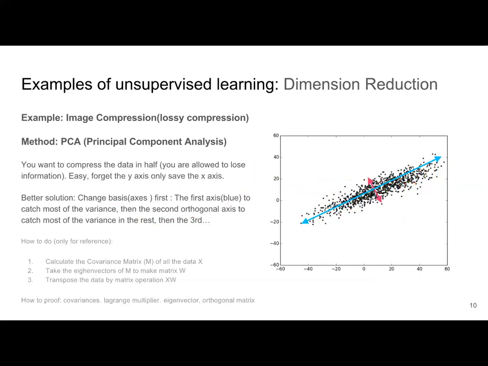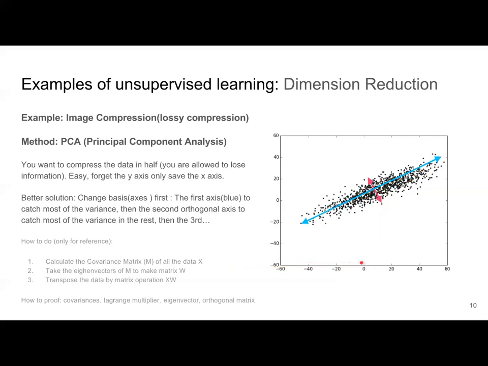Say you want to compress the data in half. Remember, you're allowed to lose information. Well, a very easy way we can do is just forget the Y. We just keep the X, right? So we forget all the Y. We lost a lot of information, but at least we somehow still know the X. So all the data will drop to this line. This is not so good.